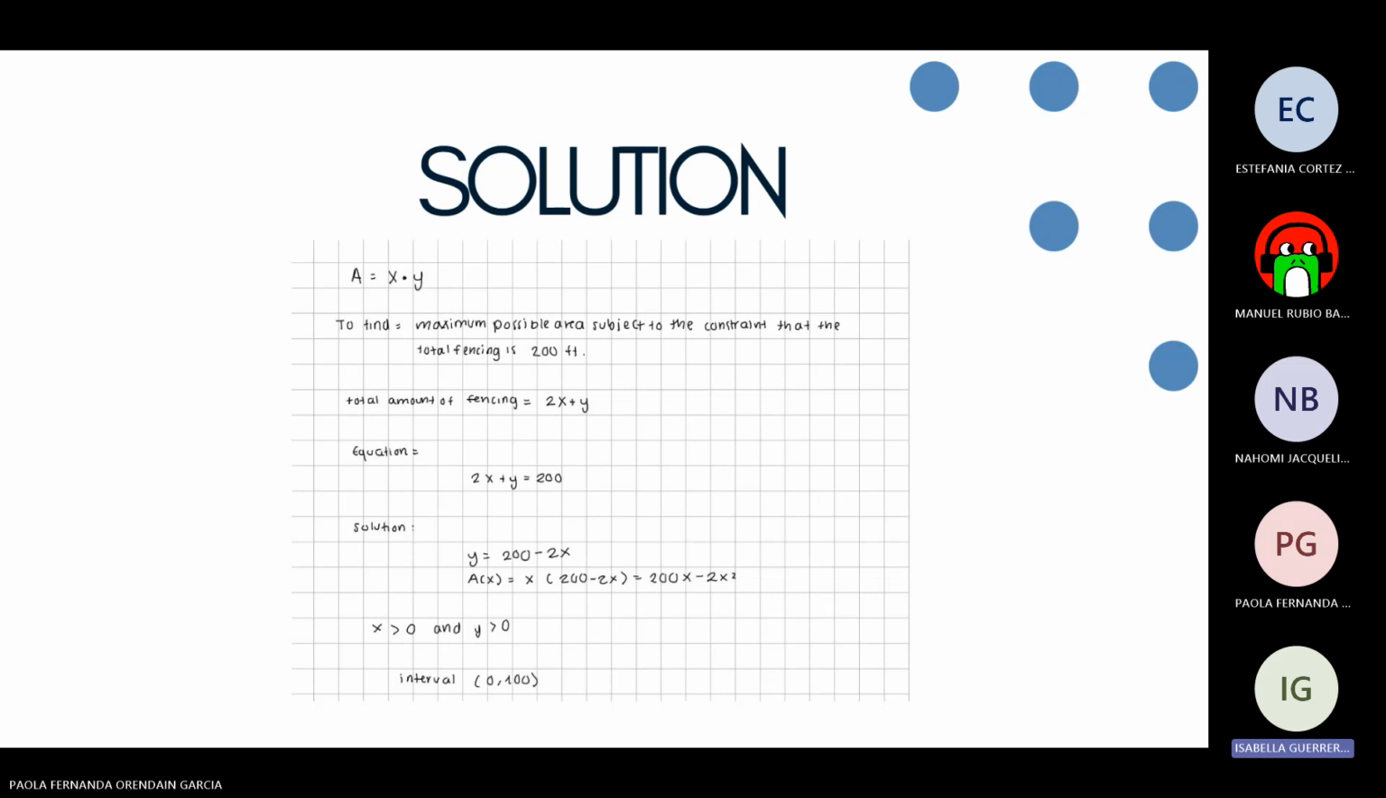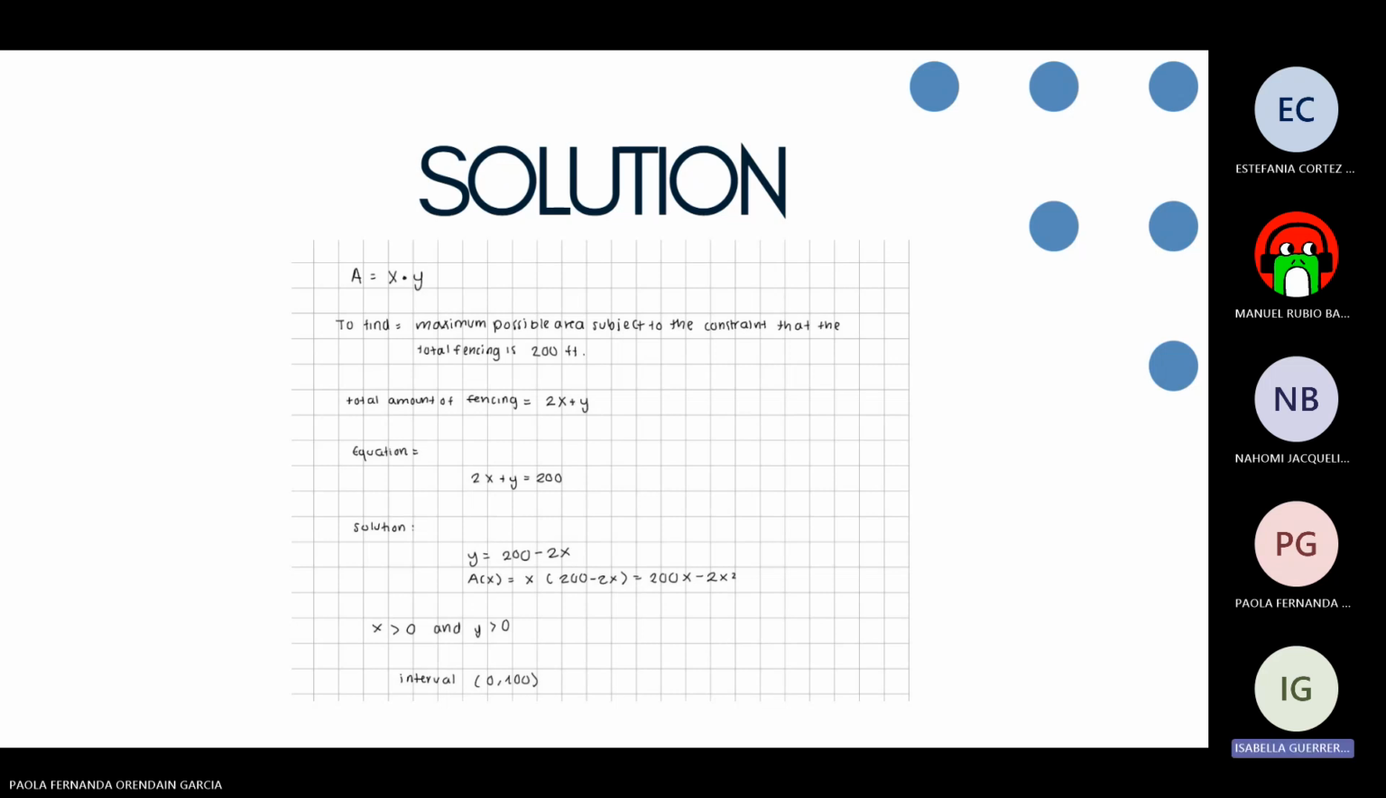Solution. To find the area of the garden, we have to consider the equation x multiplied by y. We are going to let the x variable represent the length of the side of the garden perpendicular to the rock wall, and the y variable represent the length of the side parallel to the rock wall. Because we want to find the maximum possible area subject to the constraint that the total fencing equals 200 feet, the total amount of fencing used will be represented by the equation 2x plus y equals 200.